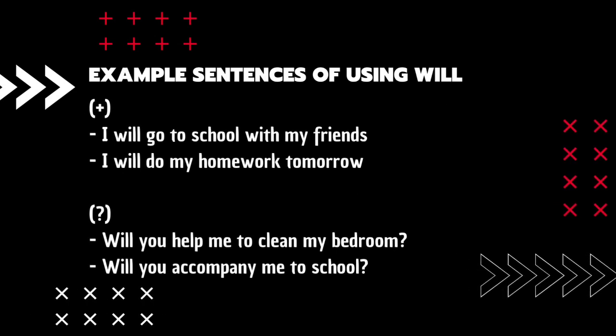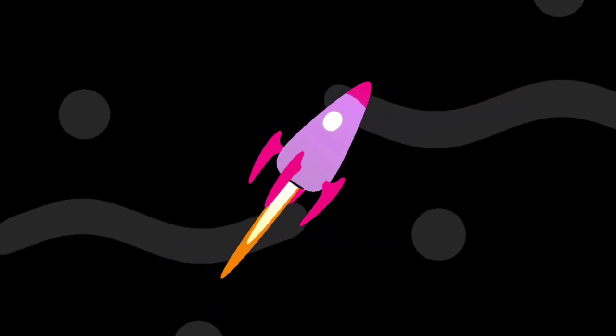Example sentences of using will. For positive sentences: I will go to school with my friends. And the second is: I will do my homework tomorrow. Next, interrogative sentences: Will you help me to clean my bedroom? And the second is: Will you accompany me to school? Okay, let's continue to the next slide.